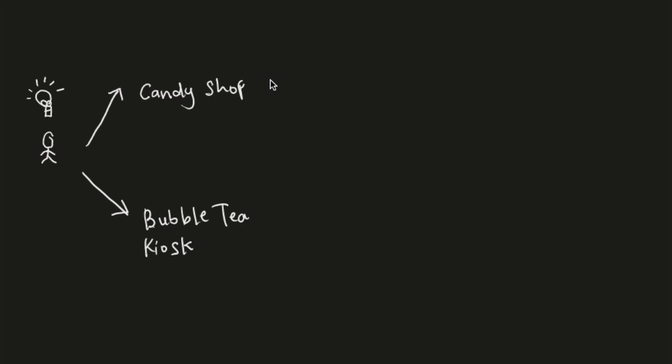Now, there are probabilities that the candy shop will succeed and there are probabilities that this candy shop will fail. The same goes when you want to open up the bubble tea kiosk. There are probabilities that it will succeed and there are probabilities that it will fail. So these options of whether the shop succeeded or whether it failed are called alternatives. Okay, so in a quantitative analysis, you have to know what is the numerical value for each alternative.